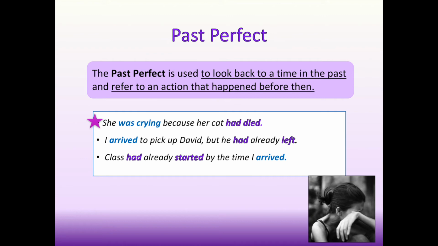1. She was crying because her cat had died. Both of these events happened in the past, but this one, her cat had died, happened before she was crying. So we use past perfect to show that it happened before the other past action.